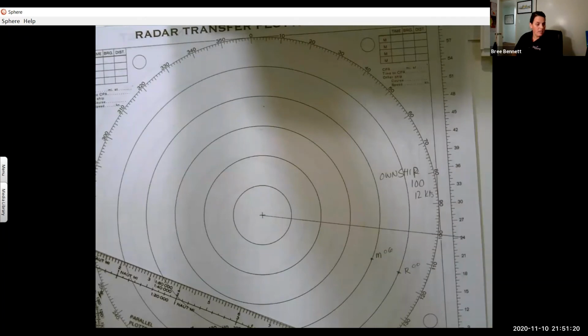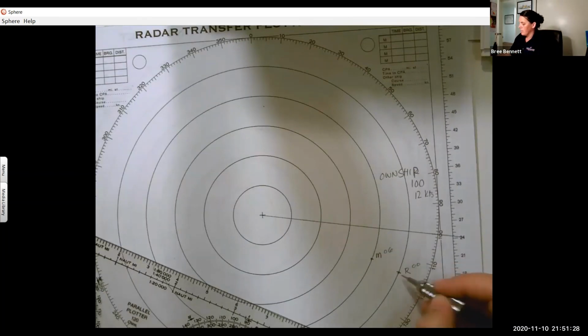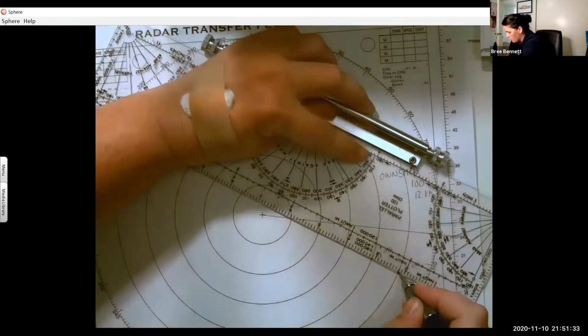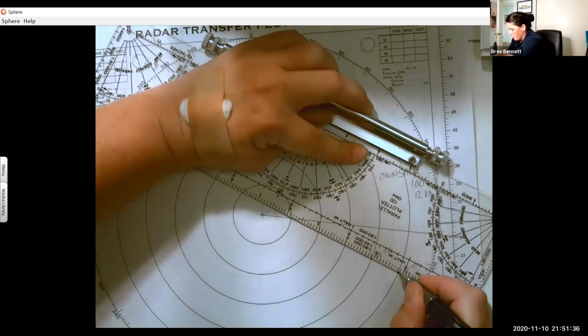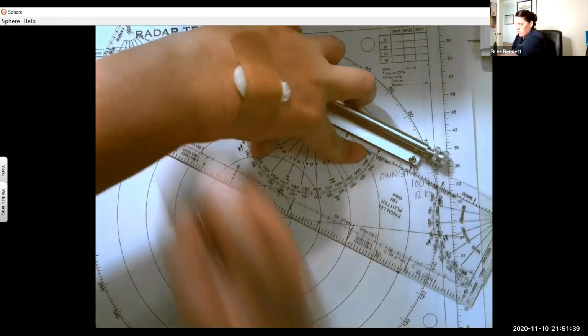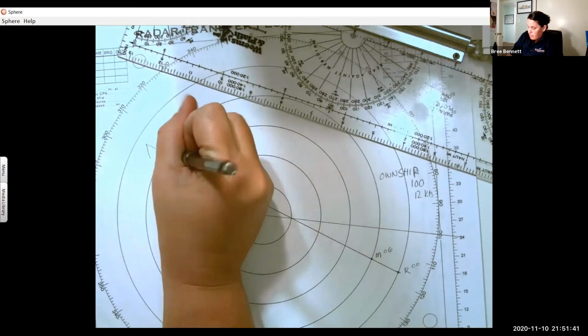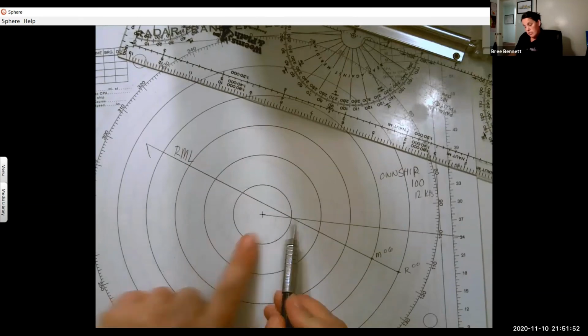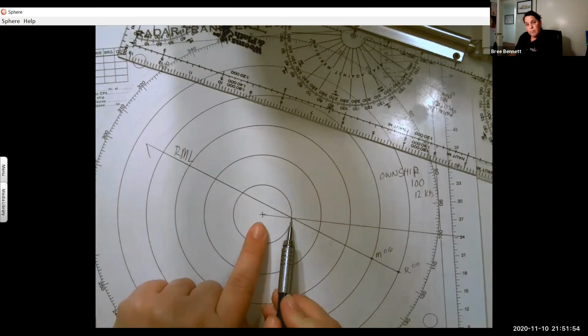Are you with me so far? So then I'm going to connect my R and M to get my relative motion line. So this is my relative motion line. So if neither of us change course or change speed, they are going to cross ahead of me. So I have a bow crossing of 2 miles here.